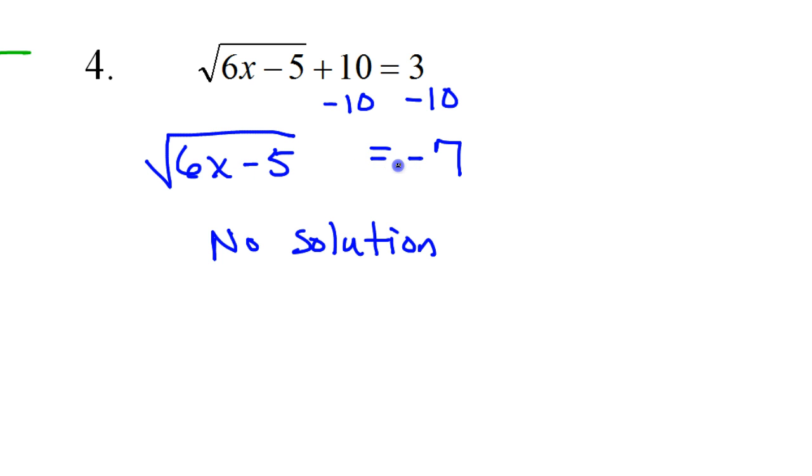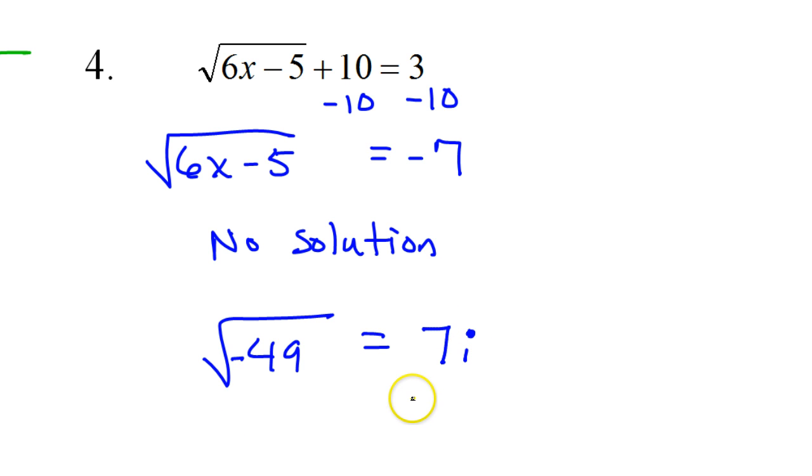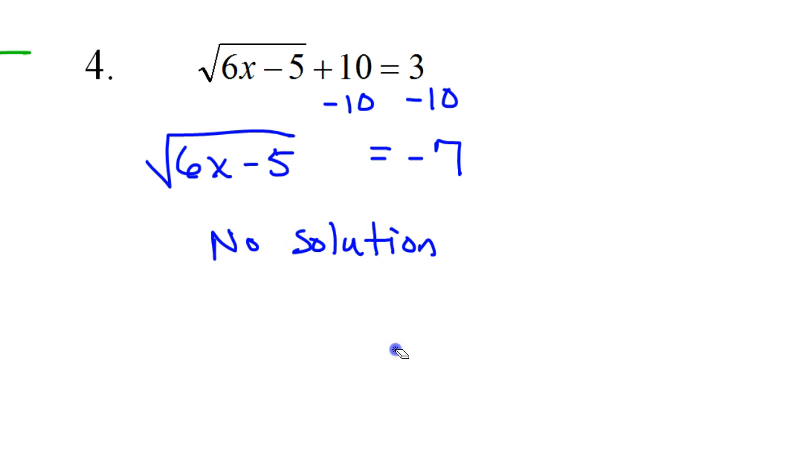That can't happen. You know, if I take the square root of 49, for example, that's going to equal +7. But if I try to do the square root of, say, -49, that would be 7i, not -7. So there's nothing I can take the square root of that's going to give me a negative number. It's impossible. So it's no solution. Alright, and that's what you should do. Just stop and put no solution.